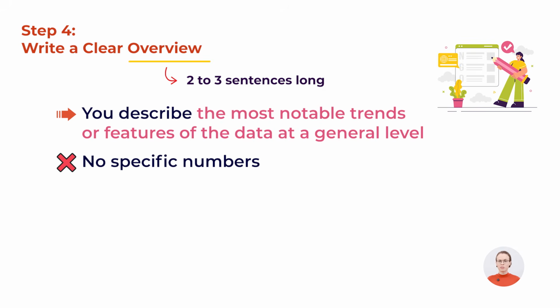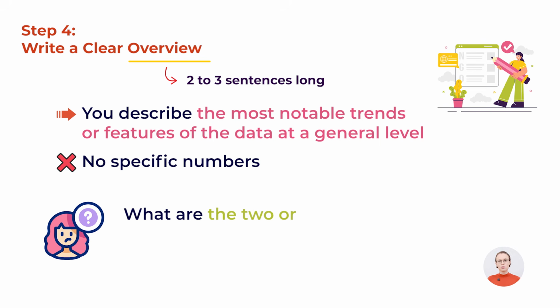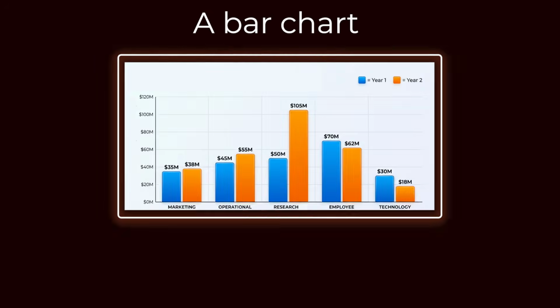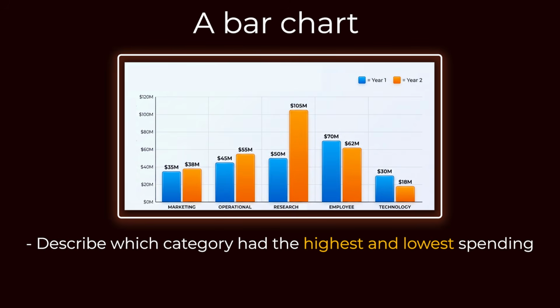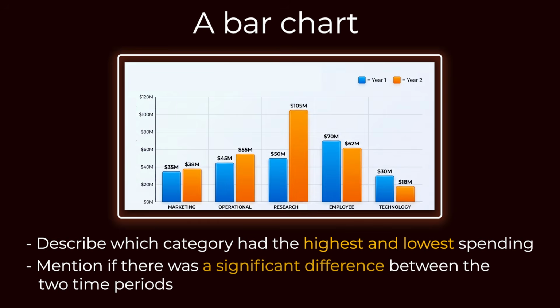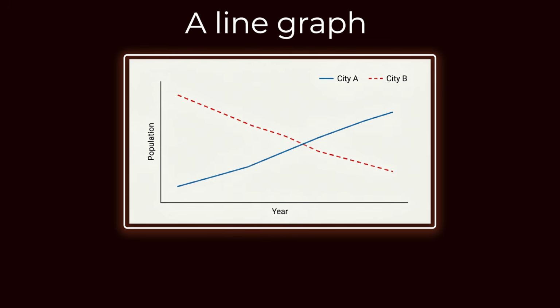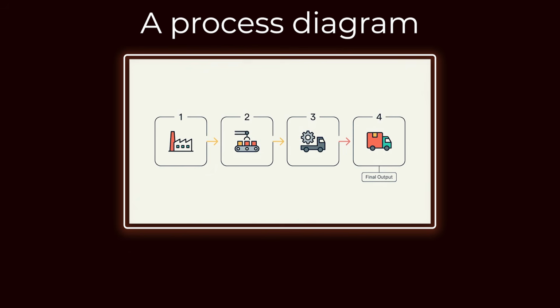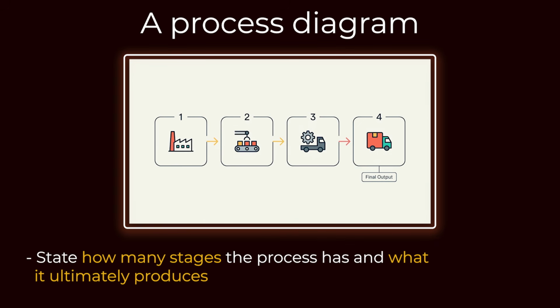To write a good overview, ask yourself, what are the 2 or 3 most important things I notice about this data? For a bar chart showing spending across different categories, you might describe which category had the highest and lowest spending. You could also mention if there was a significant difference between the 2 time periods. For a line graph showing population growth, you might note that one city grew steadily while the other declined. For a process diagram, you can state how many stages the process has and what it ultimately produces.